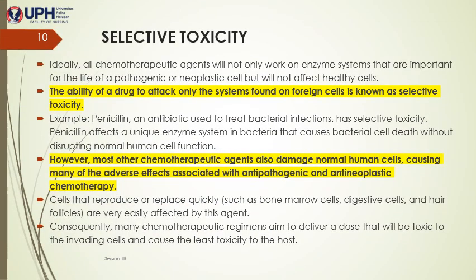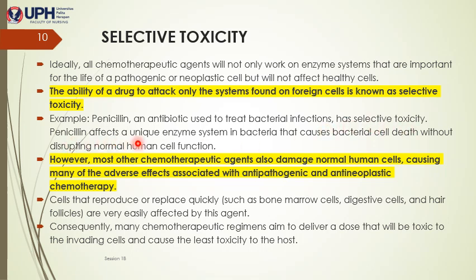Now we talk about selective toxicity. Ideally, all chemotherapeutic agents will not only work on enzyme systems that are important for the life of a pathogenic or neoplastic cell, but will not affect healthy cells. The ability of a drug to attack only the system found on foreign cells is known as selective toxicity. For example, penicillin is an antibiotic that is used to treat bacterial infections, and it has selective toxicity.